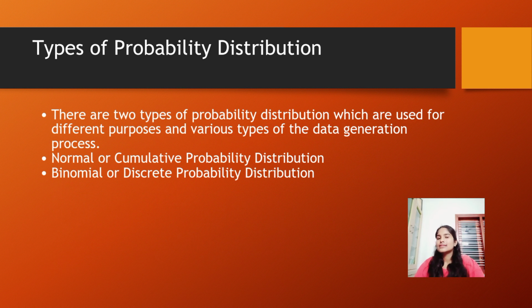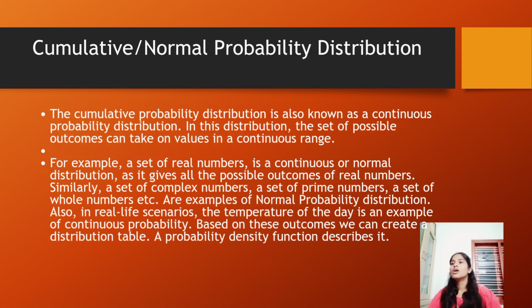So let's discuss the types of probability distribution. There are two types of probability distribution which are used for different purposes and various types of data generation processes. The two types are normal or cumulative probability distribution, and binomial or discrete probability distribution.